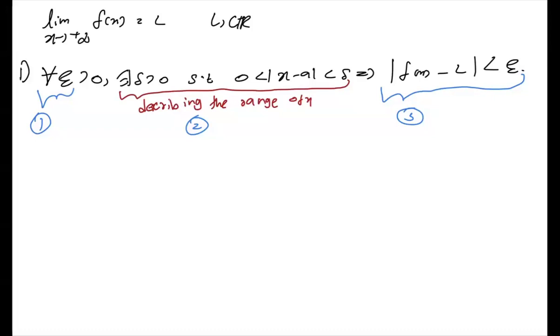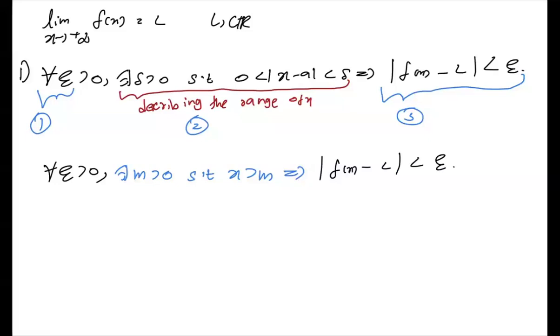Now you can write, we don't have to change this part for epsilon greater than 0, but you have to change this part. Let's say there exists M greater than 0, such that x greater than M implies, this part doesn't have to be changed, |f(x) minus L| less than epsilon. Now someone tell me, if I have this limit, what part do I need to change from the above definition?